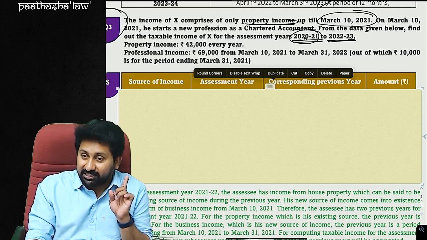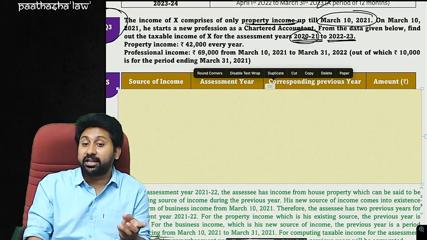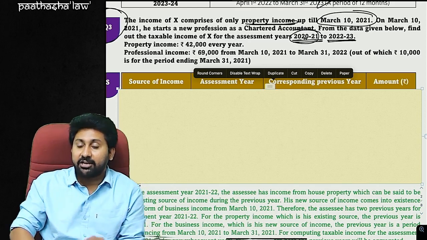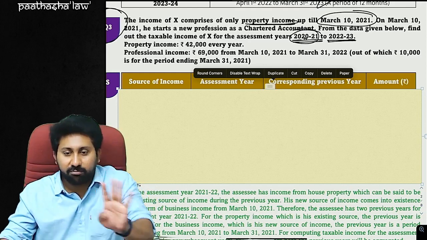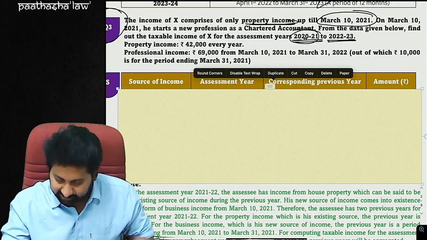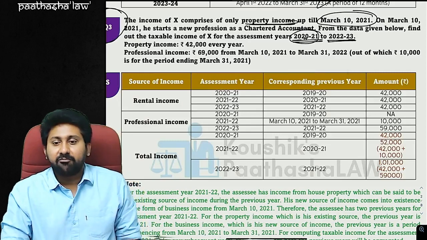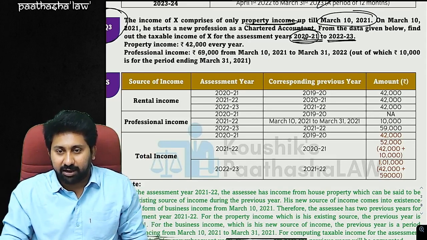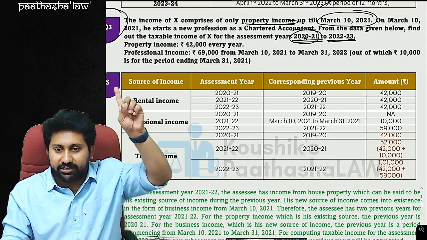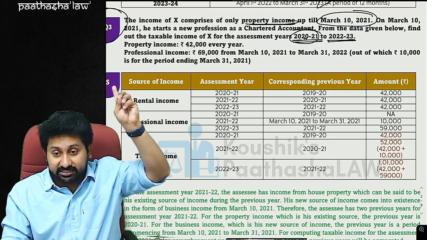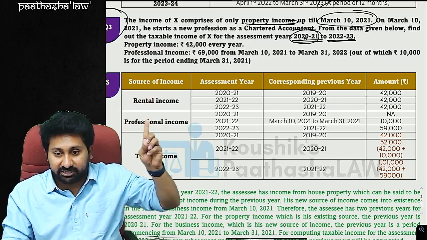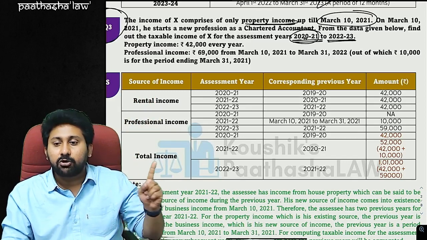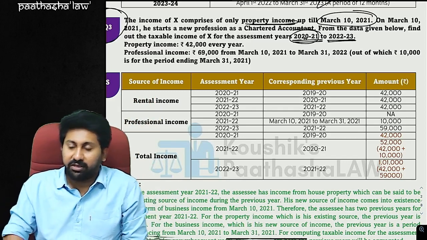First you need to tell what is the assessment year. Next you need to tell the corresponding previous year. Next you need to tell how much income is assessable to him. A very good 4 marks question they can ask. Let's see the answer now. First, how many sources of income do I have? Existing source is rental income. New source of income is professional income. 2 sources. Total income I calculate.